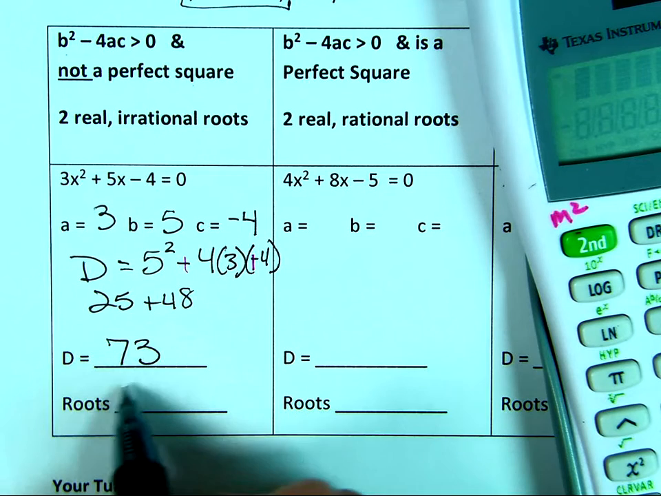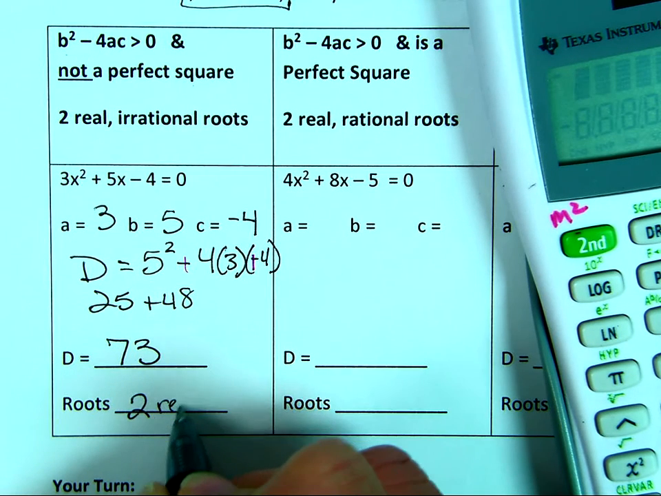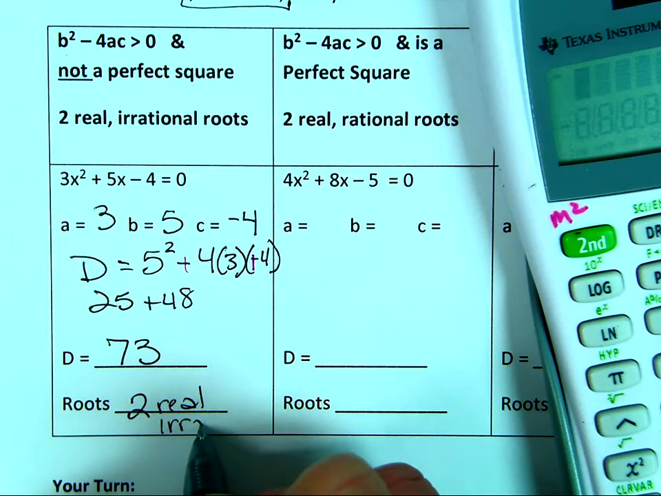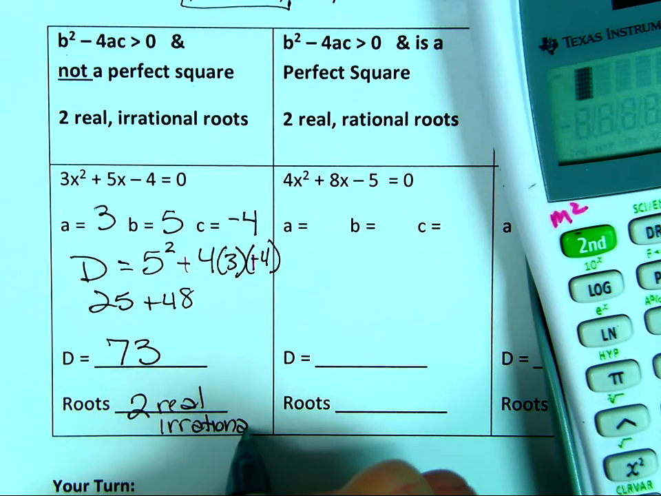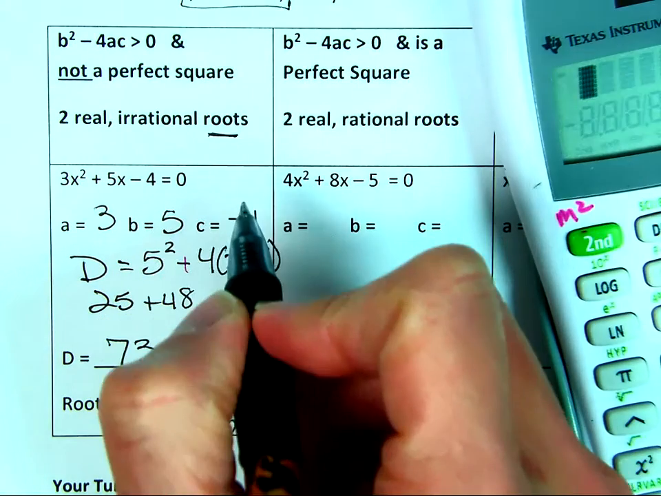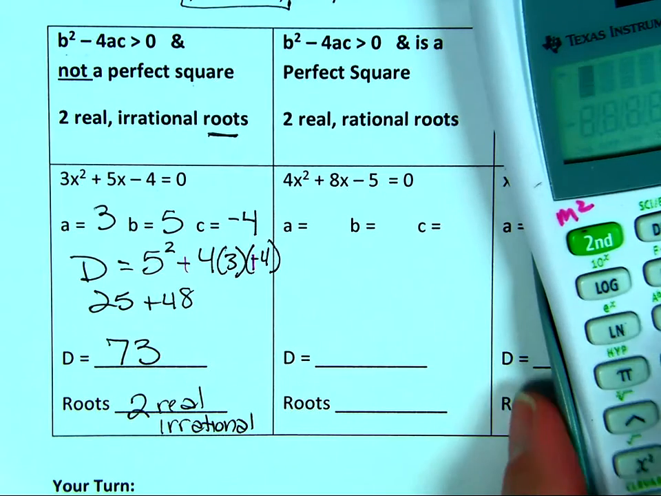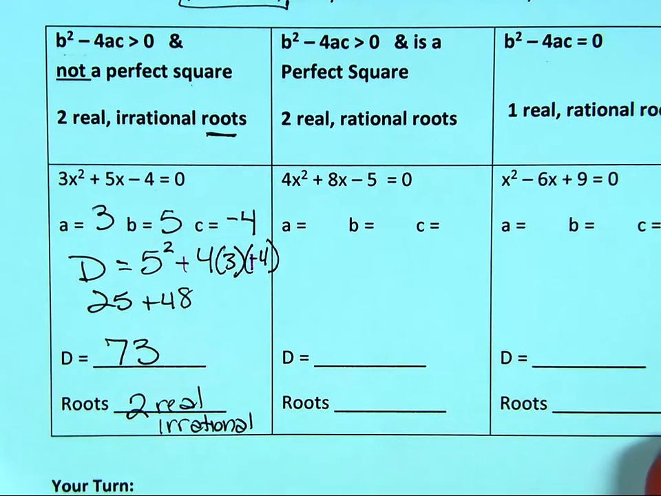And notice it's positive, and it's not a perfect square. And so that means I have two real irrational x-intercepts, or roots, or zeros. Remember, there's different words. Here they're calling them roots, but we also call them x-intercepts, or zeros, or solutions. So that's an example of two irrational roots.